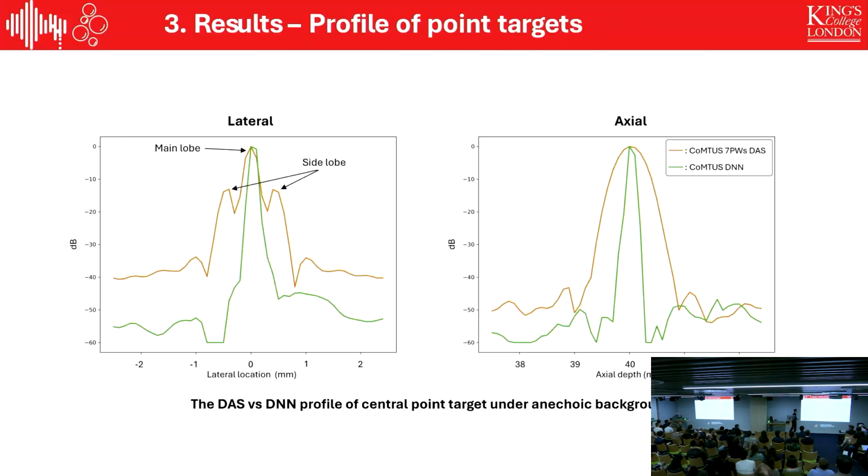Okay, you can see here, the green one is the deep neural network beamformer. The orange one is the delay and sum beamformer. You can see the deep neural network beamformer can sharpen the main lobe and effectively suppress the side lobes here. And among the backgrounds, the deep neural network can produce clearer backgrounds.